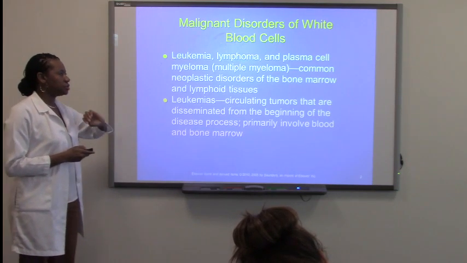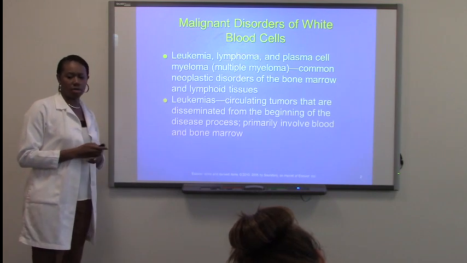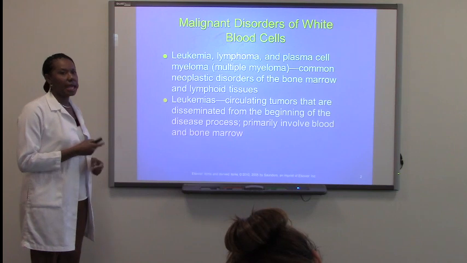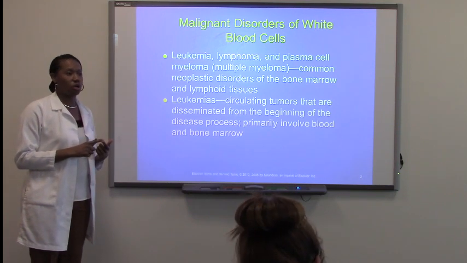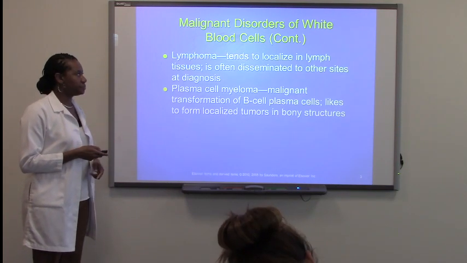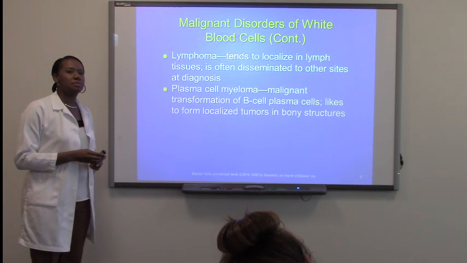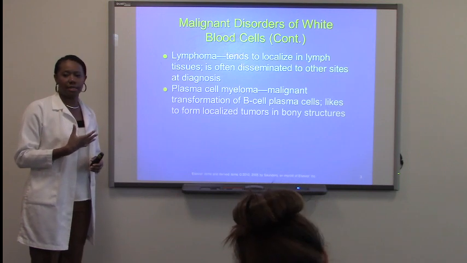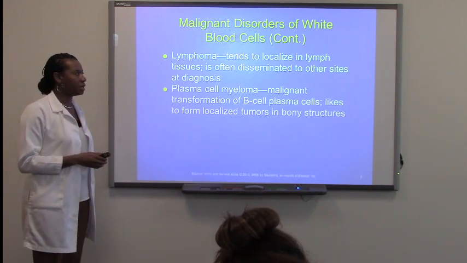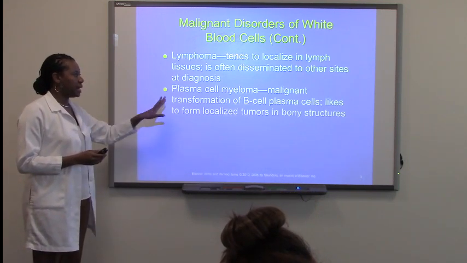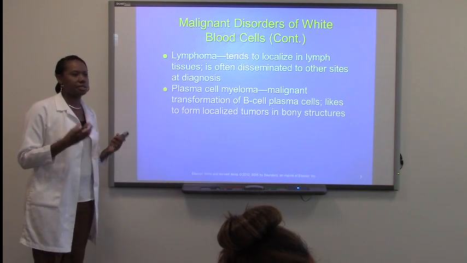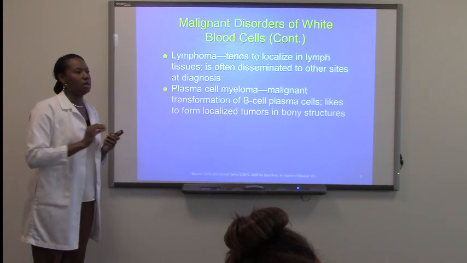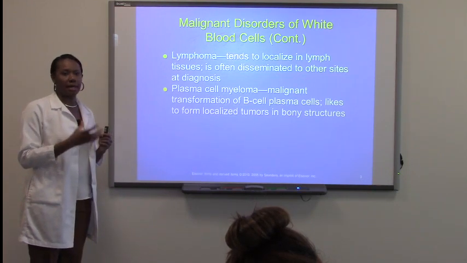Leukemias, as you know, can circulate and spread throughout the circulatory system, and definitely involve blood and also bone marrow. Lymphomas can sometimes be localized to just lymph nodes, or maybe spread throughout the lymph tissue, or lymphatic system. And plasma cell myeloma is just what it says. I don't want to say "oma" as in benign, but this is a malignancy of a plasma cell.